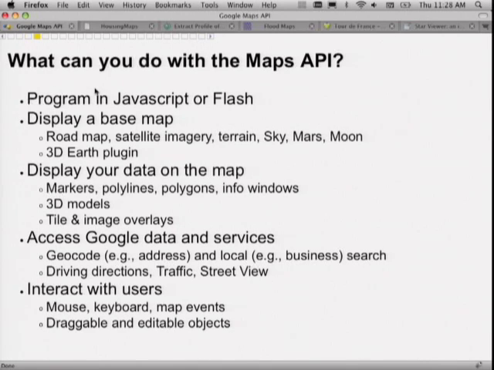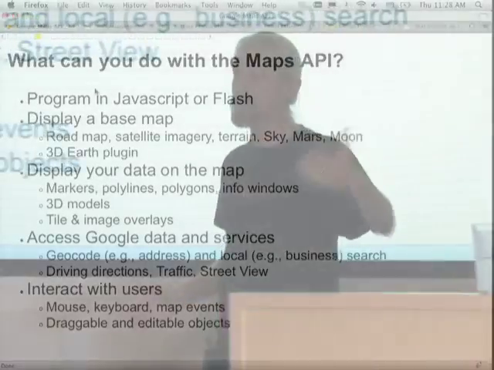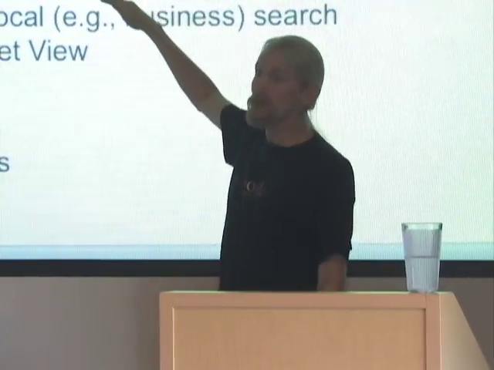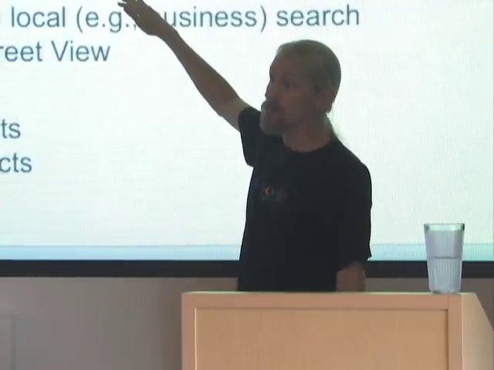So you can display your own data on the map, right? Because some of the world's information might be something you own or something you want to mash up from some other site like Craigslist. You can display Google's information and access Google's information.